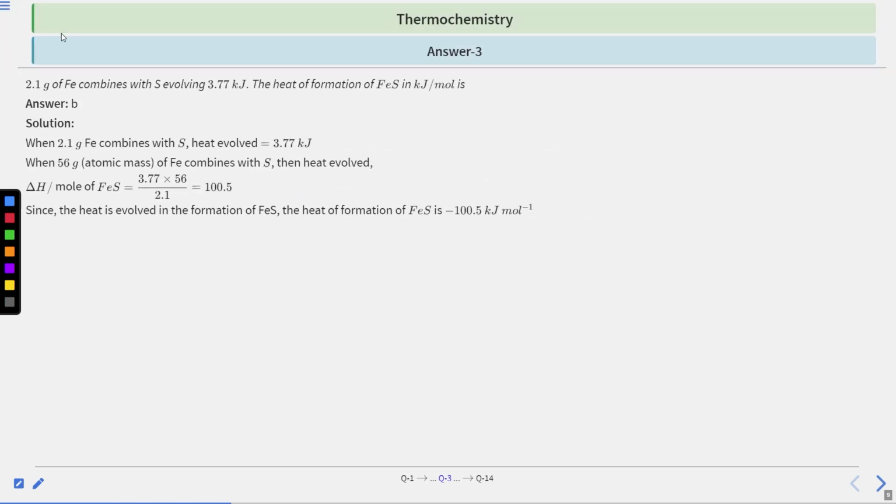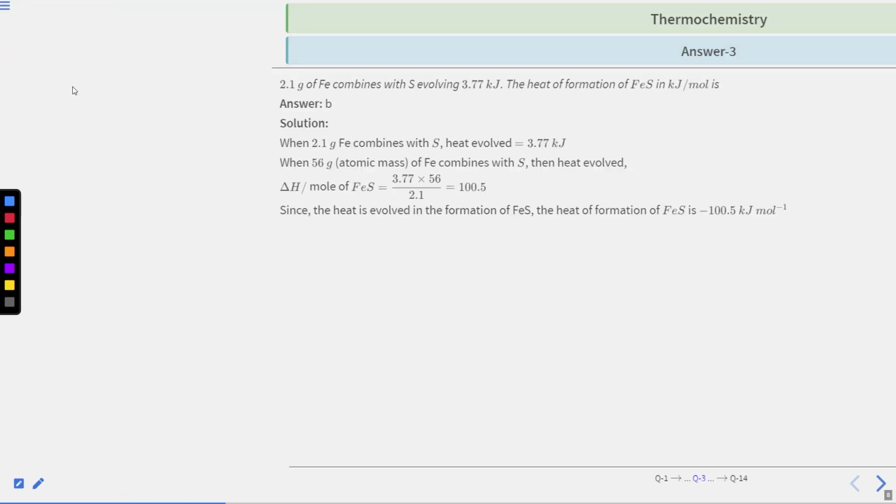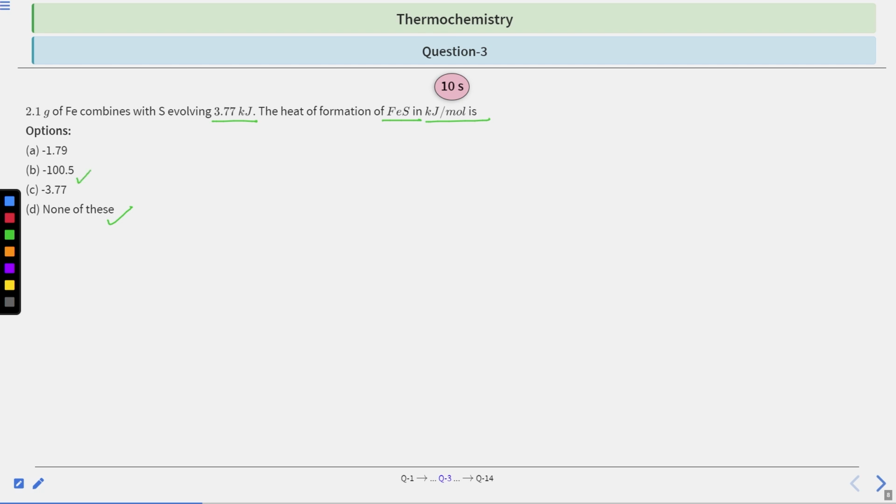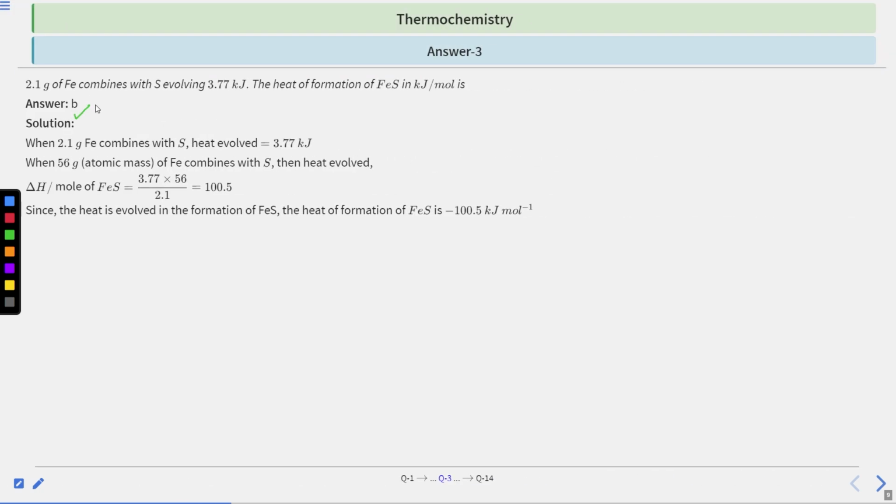Okay, so the correct answer will be option B, that is minus 100.5. So let's see how. When 2.1 gram of iron combines with sulfur, the heat evolved is 3.77 kilojoule. This condition is given in the question. So when 1 mole, or you can say 56 gram, which is the atomic mass of iron.